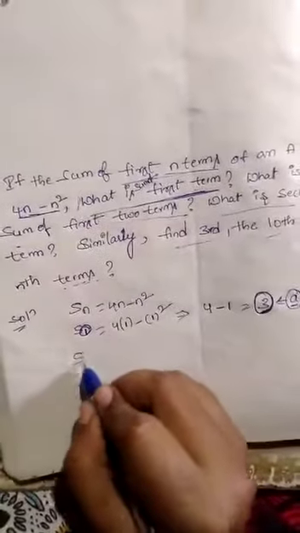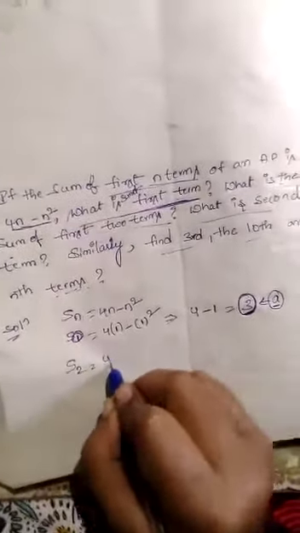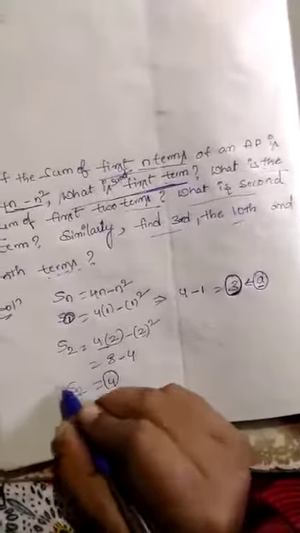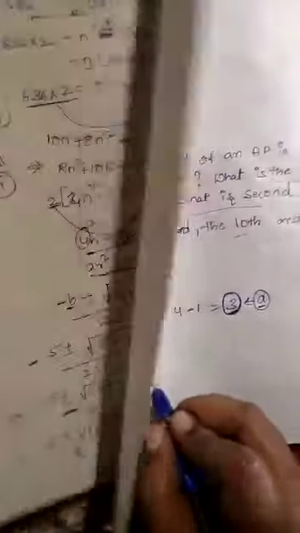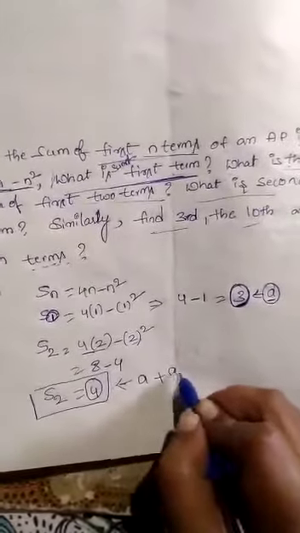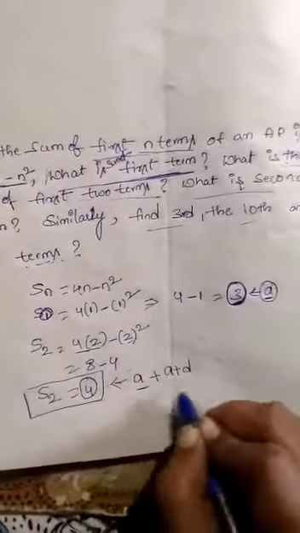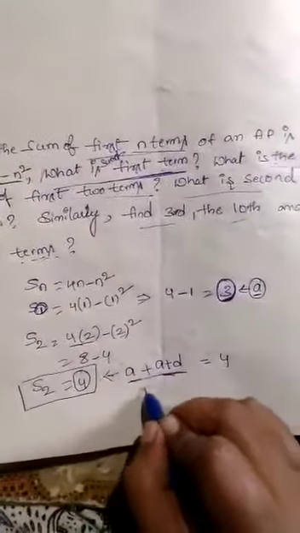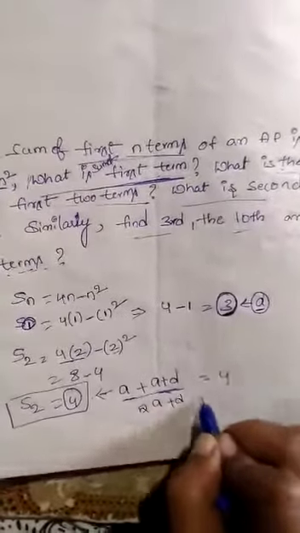Next question: what is the sum of the first two terms? So here we take n equal to 2. 4 into 2 minus 2 square. 4 twos are 8 minus 2 square, 4, which is equal to 4. The sum of the first two terms equals 4. This is nothing but A, the first term, plus A plus D, the second term. The sum of the first term and second term, what is the value? 4. A plus A, 2A plus D equals 4.